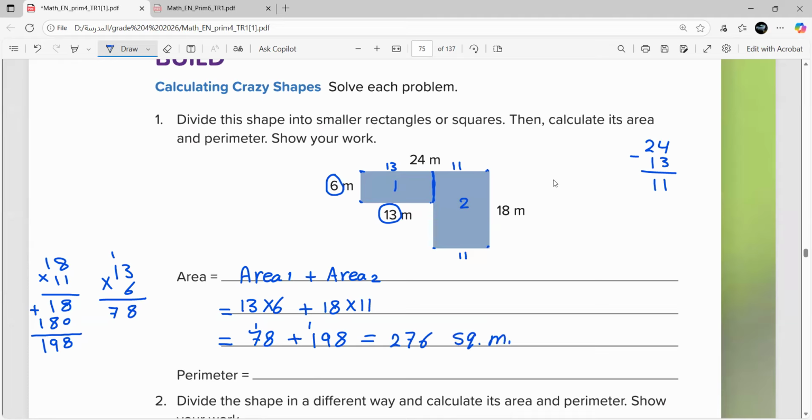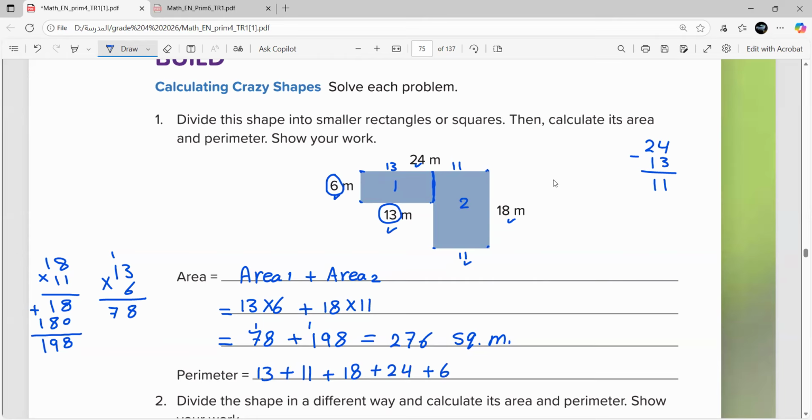So this is the area: 276 square meters. What about the perimeter of this shape? For the perimeter, we will add all the sides of the complex shape. Add with me: 13 plus 11 plus 18 plus, and this is what? 24, plus, and this is 6.